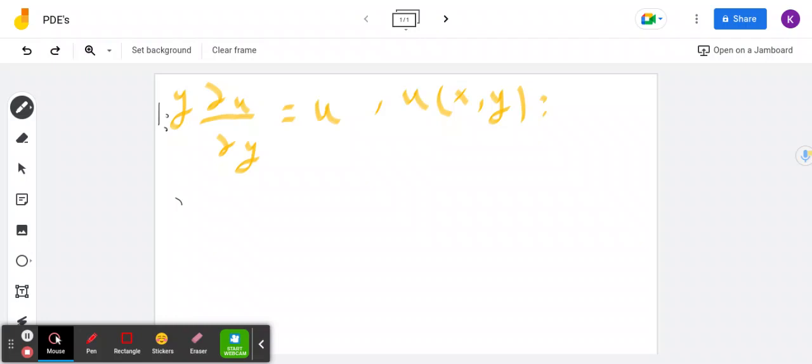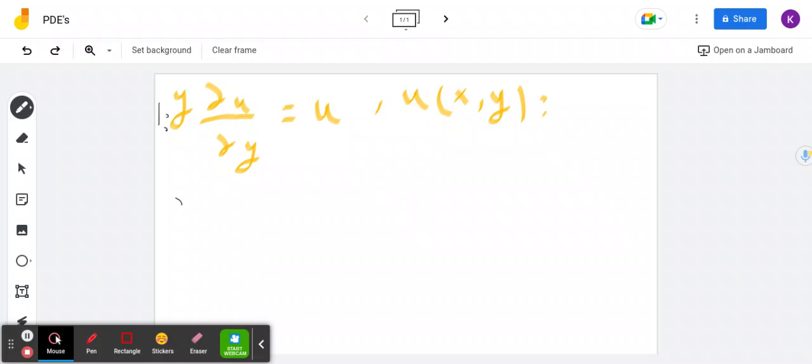I've covered ordinary differential equations before, but a partial differential equation is when we have a function of multiple variables. So one can take the derivative with respect to one variable or the other. Here our question is, y times the partial of u with respect to y is equal to u. And u is a function of x and y, it's a two-variable function.